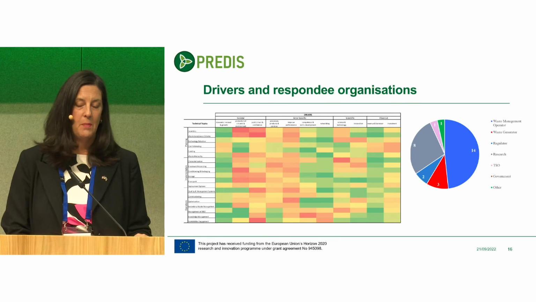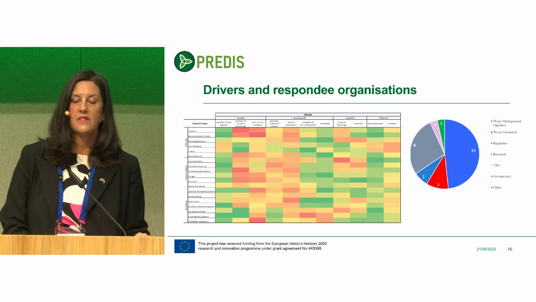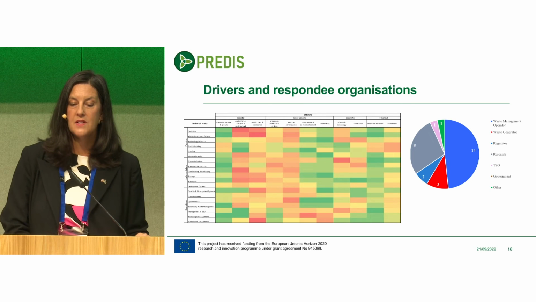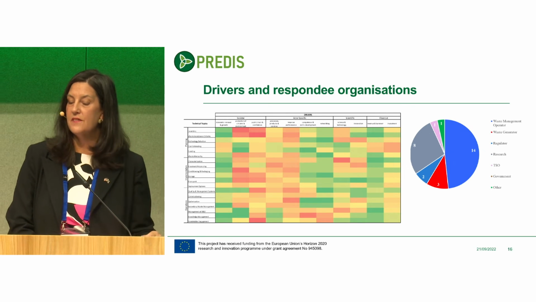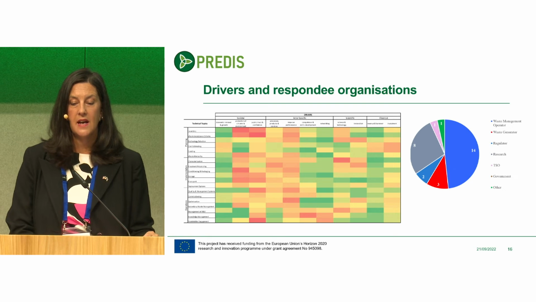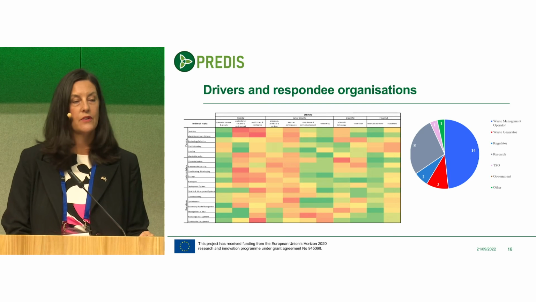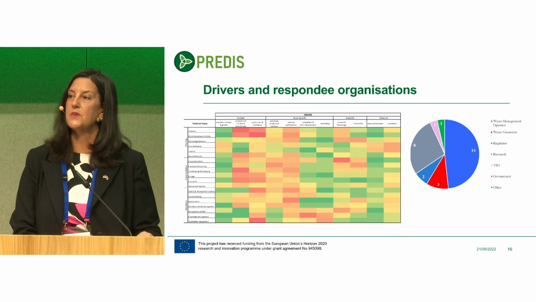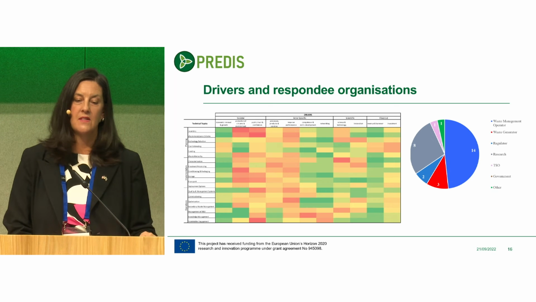The pie chart on the right shows the breakdown of the type of organizations who were replying. We're also happy that we have diversity there, for instance, regulators and governmental officials also replying on why we do these predisposal issues and what we need to do next in the SRA.